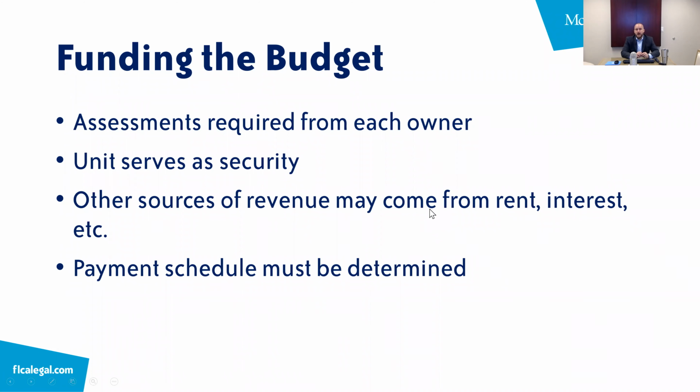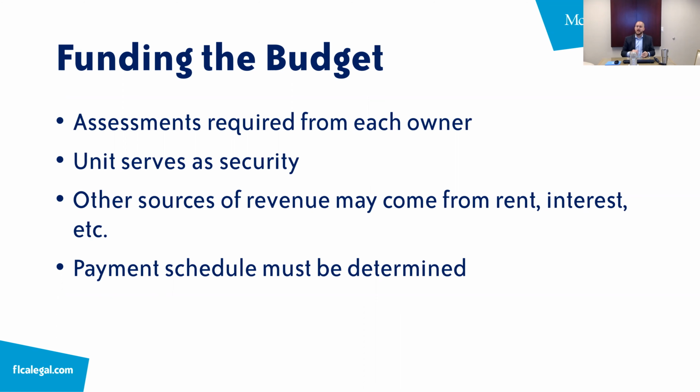Funding the budget is basically assessments required from each owner. That's going to be 90 to 99% of what your budget is made of in terms of income. The owner or the parcel serves as security, depending on the type of community that you're living in. Other sources of revenue may come from rent and interest, but for the most part, it's going to be assessments.